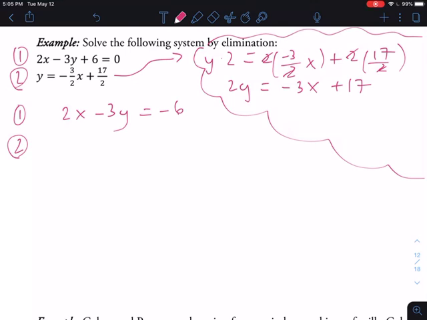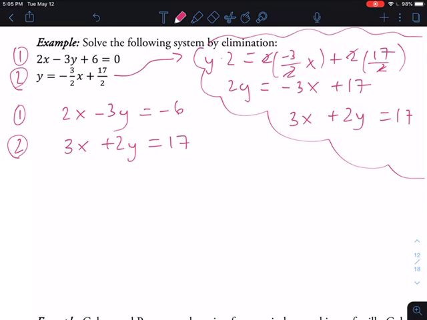And then, again, I want to get all the variable terms on the left, so I'm going to move them over, in this case, the negative 3x to get 3x on the left. And then I'm going to leave 2y on the left, and I'm going to leave 17 on the right. Okay, so that's how I get this equation.